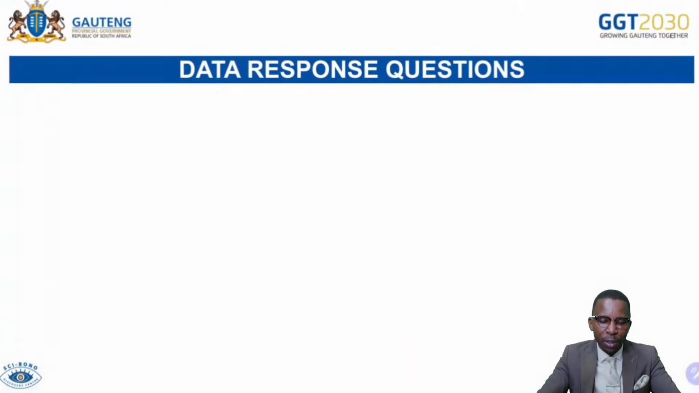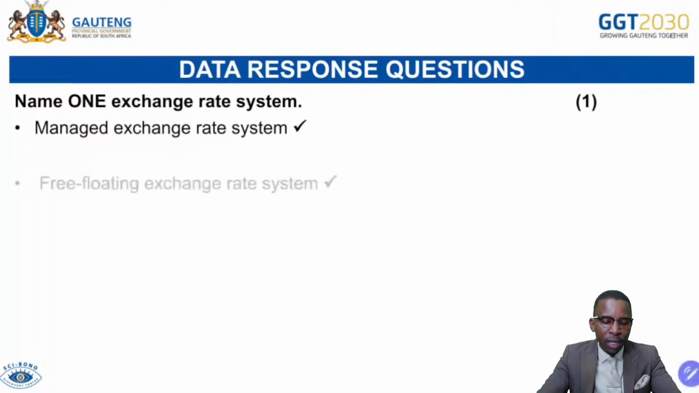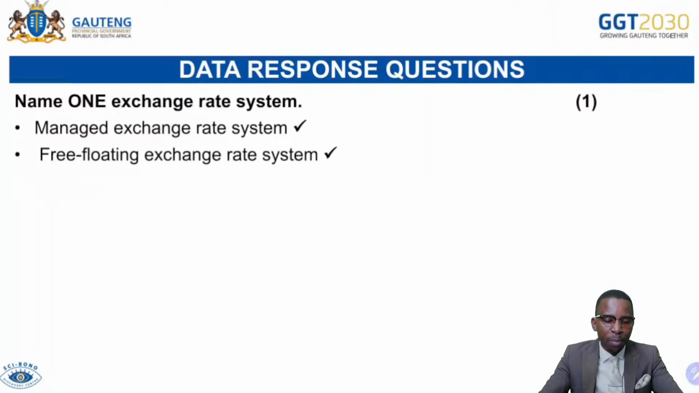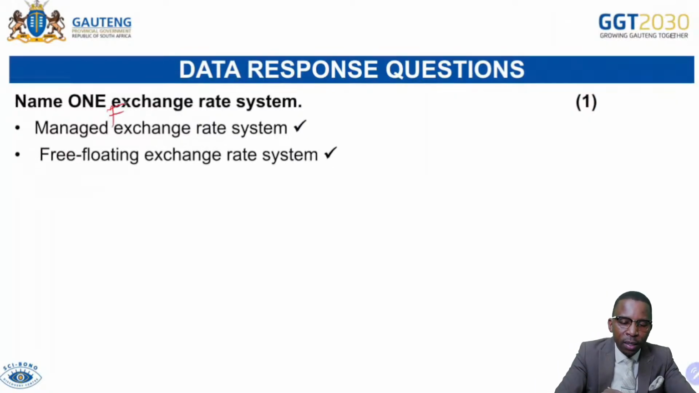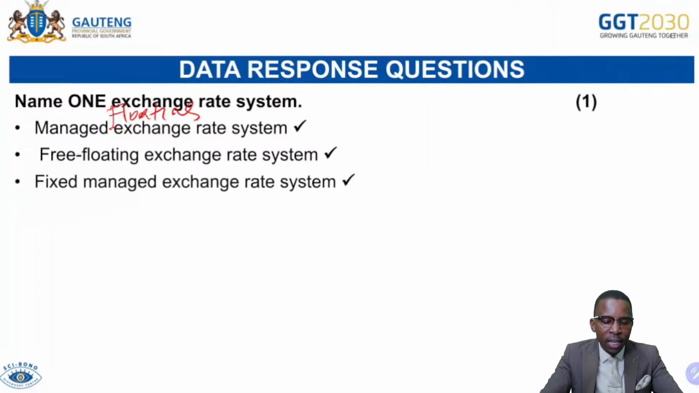Then let's check the data response. Name one exchange rate system. We have the managed floating exchange rate system and then the free floating exchange rate system. Remember, it's a managed floating. This is very important: managed floating exchange rate, not just managed exchange rate, managed floating or controlled floating exchange rate, free floating exchange rate, as well as the fixed exchange rate system.